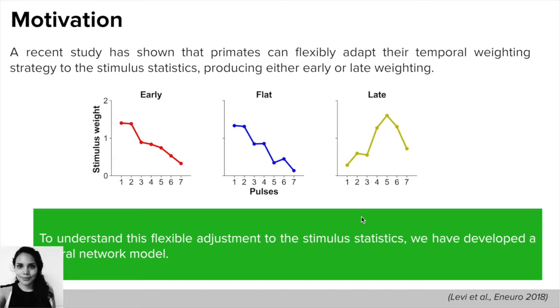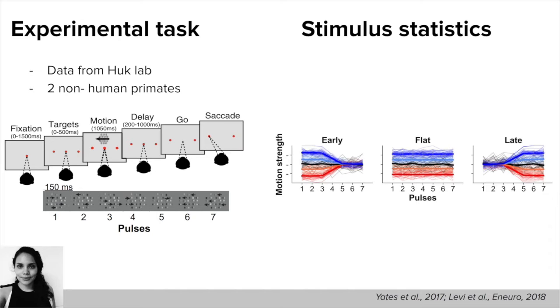In a recent paper, it has been found that monkeys can flexibly adapt their weighting strategies to the stimulus statistics, meaning that the weighting dynamics are flexible, and it is not clear what mechanism can explain them. We have developed a neural network model to shed light on the potential mechanisms underlying this flexibility. For this, we use data from Alex Huk's lab.